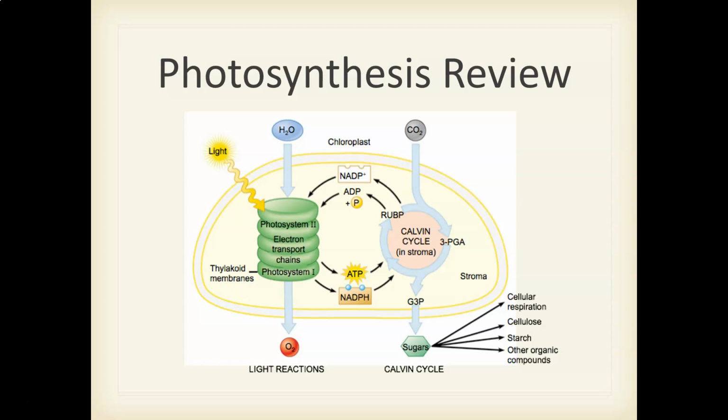And then the extra G3P produced through carbon fixation in the Calvin cycle can be used to build things like glucose, which can then be used for cellular respiration in plants, so it can get shuttled over to glycolysis, the Krebs cycle, and oxidative phosphorylation. They can also use it to build cellulose for their cell wall components. They can store it as starch. They can also use it to build any other organic compounds that they need.